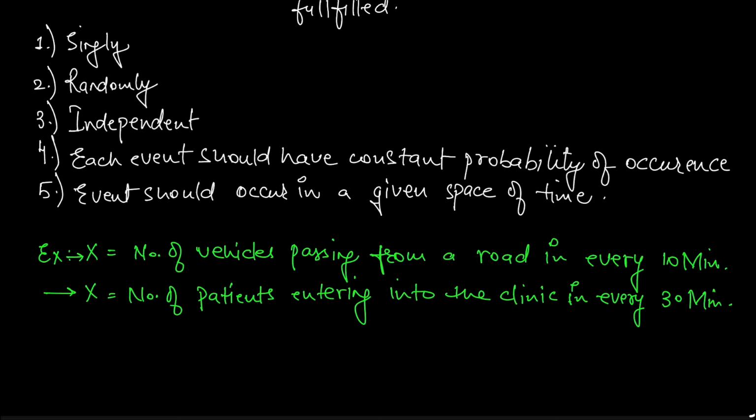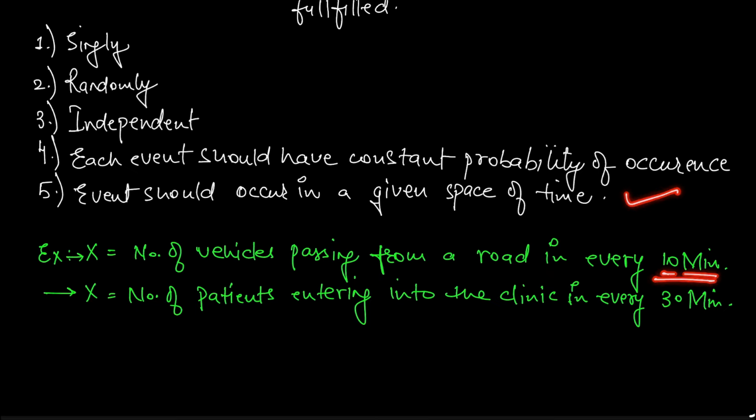So a question which is based on Poisson distribution will be following all the five parameters stated above. That is, it will be occurring singly, randomly, independently. Each event will have a constant probability of occurrence, and the events will be occurring in a given space of time.